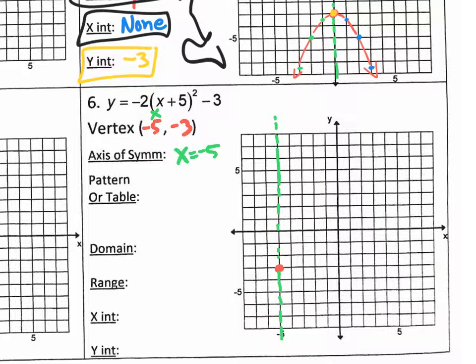Now, what pattern or table are we going to use? Do we want to use a pattern, 1, 1, 2, 4, 3, 9 and modify it? Or do we want to use an XY table where I plug in a number, get out an answer? Let's do both. All right, let's do both. So check this out. If I go for an XY table, I need to plug in some numbers that are close to my x value of -5. So give me some numbers that are close to -5.